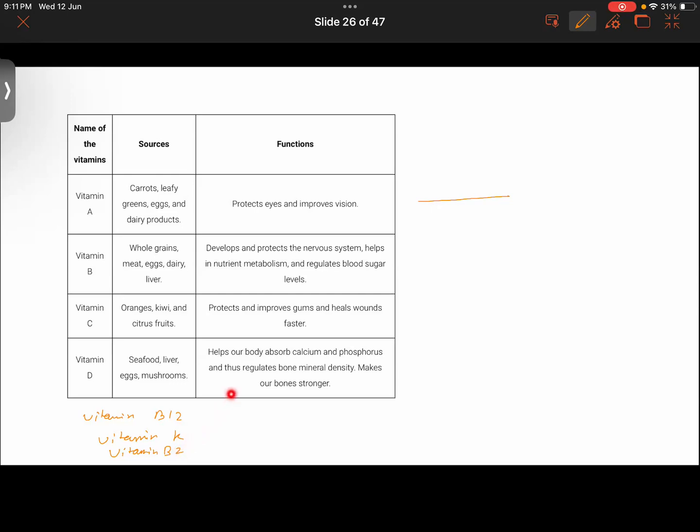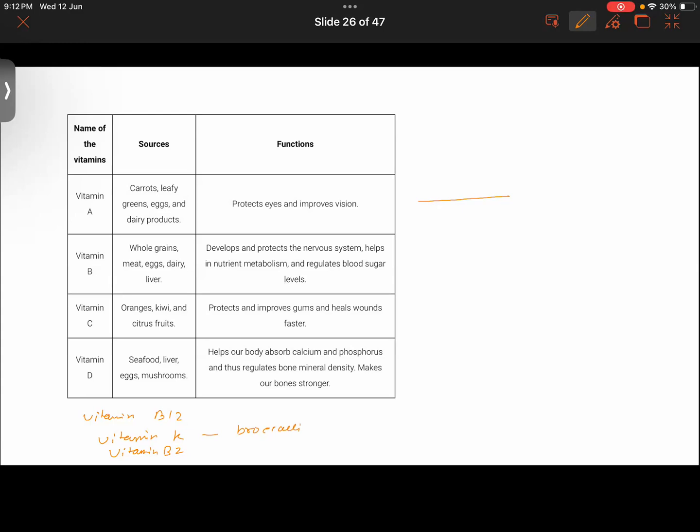See, a particular food item can contain different types of vitamins at the same time. Getting what I'm trying to say? For example, leafy green vegetables. The leafy green vegetables contain vitamin A, while some of them will contain vitamin K also. Broccoli is a green leafy vegetable.